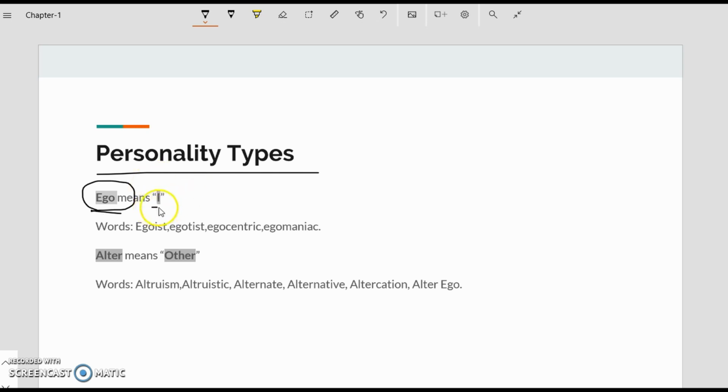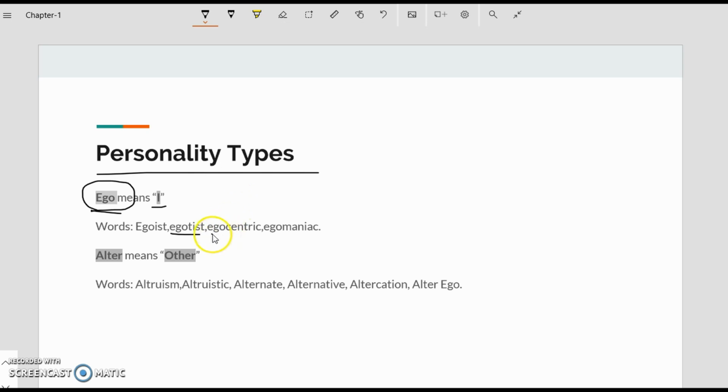Ego means I. So a possessive person is called an egoist. The words that are derived from the word ego are egoist, egotist, egocentric, egomaniac. An egoist is a self-oriented person who always thinks about the benefit of himself or herself. An egotist is nothing but a person who boasts about himself, who always wants to be recognized.